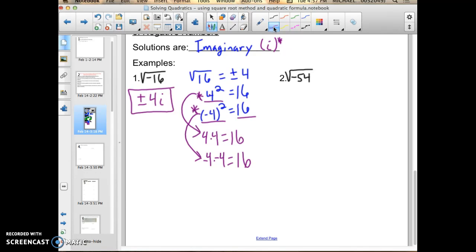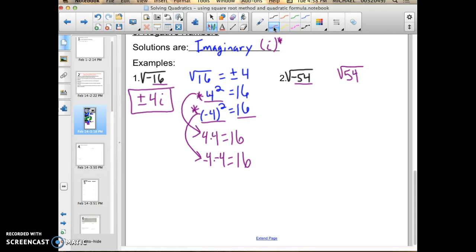Now that number 1 was an example of a perfect square with a negative. So pretty easy. You just take the square root of a perfect square, and it gives you your answers. Now number 2 is not a perfect square. I treat it originally as the positive version. Just check it on your calculator. The square root of 54 is 7.348, and the decimal goes on forever. So technically, the square root of 54 is irrational, and the square root of negative 54 is imaginary.